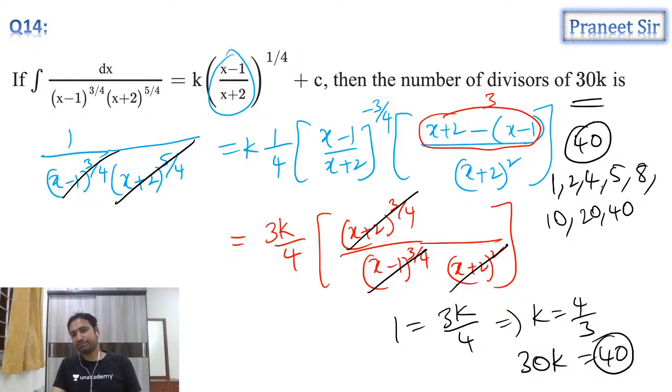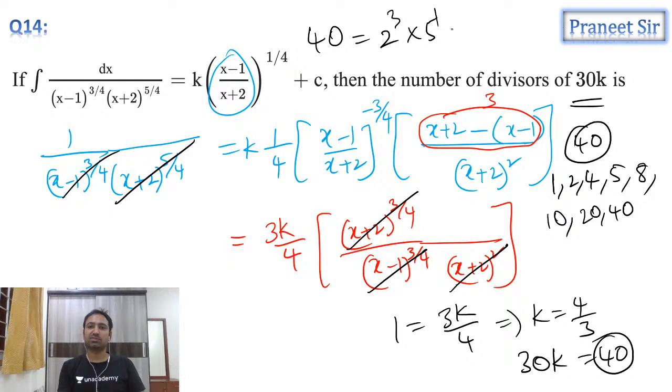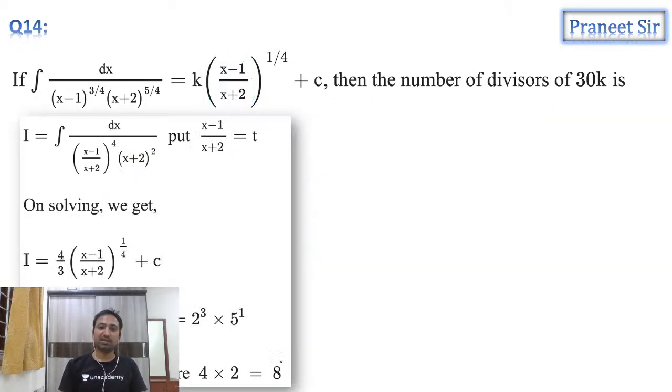1, 2, 4, 5, even 8 is there, correct. And correct only. 8 divisors only. Otherwise, we can use the formula. 40 we can express as 2 cube into 5 power 1. So the total number of divisors is 3 plus 1 into 1 plus 1, which is equals to 8. So total 8 divisors are there, guys. That's what he's saying. Total 8 divisors are there.